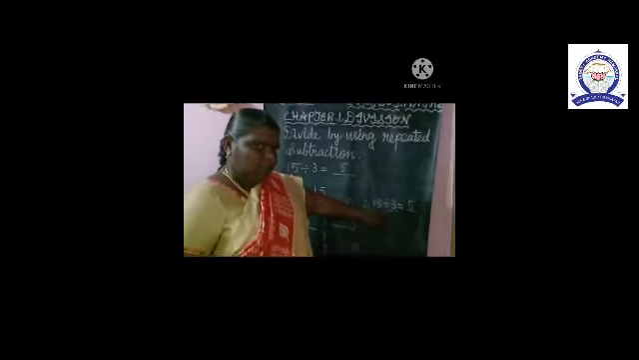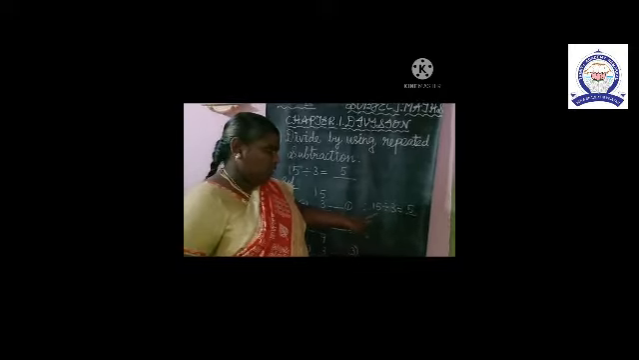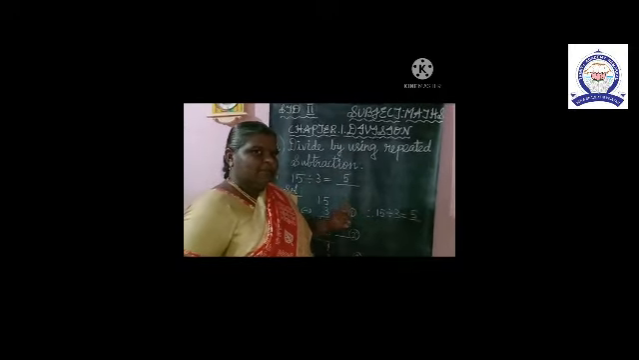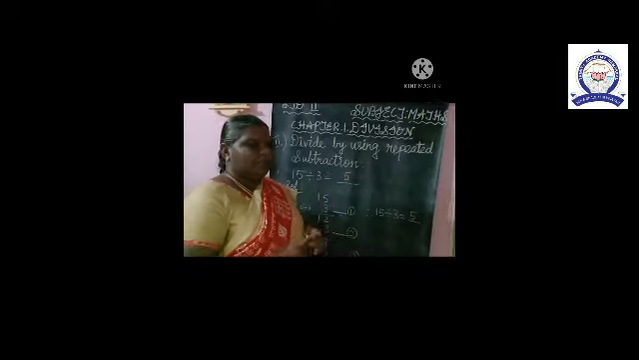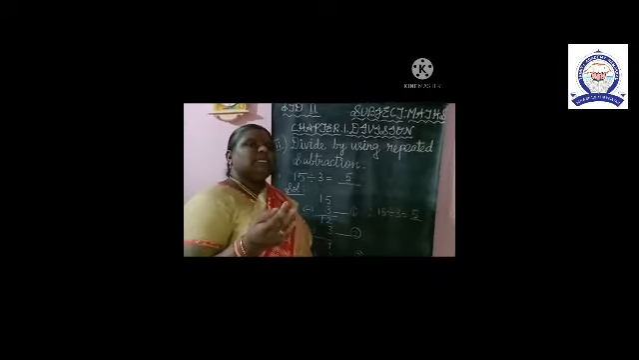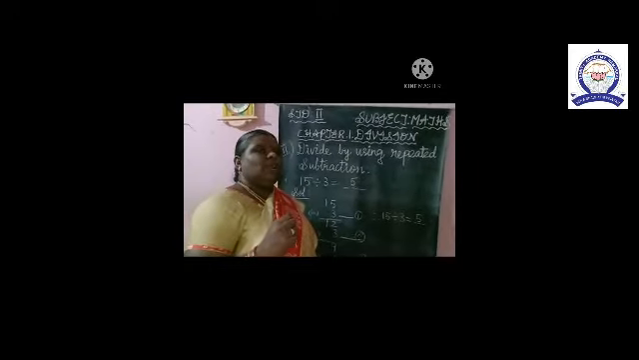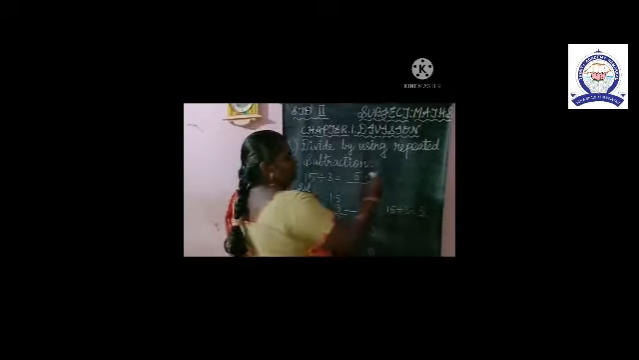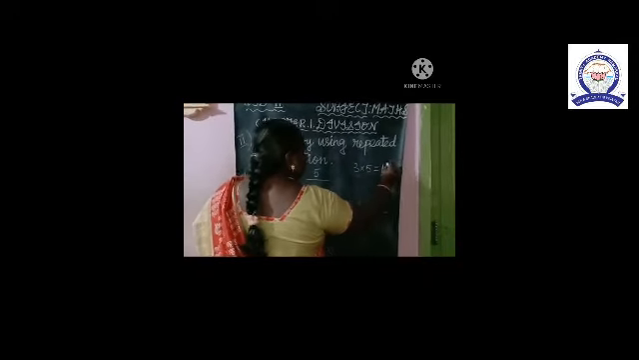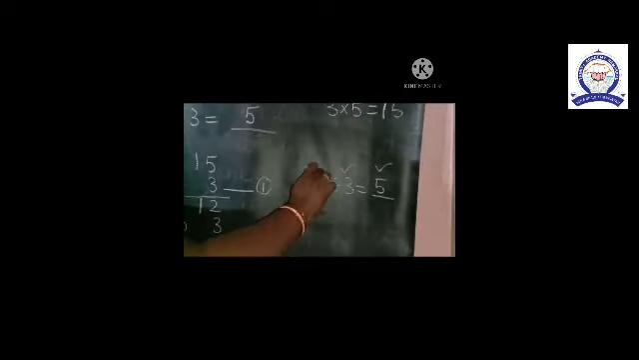I say another method. You say the 3 table, we get the answer 15. 3 1s are 3, 3 2s are 6, 3 3s are 9, 3 4s are 12, 3 5s are 15. So you write 5 here. Our answer is correct. Okay, how will we check our answer?